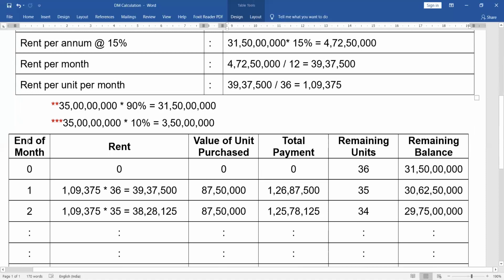Now at the end of the first month, the customer will pay the rent. So what is the rent per unit per month? That is 1,09,375. It will be multiplied by 36 units, and we will get 39,37,500, because the bank owns 36 units and the customer has to pay the rent for 36 units.